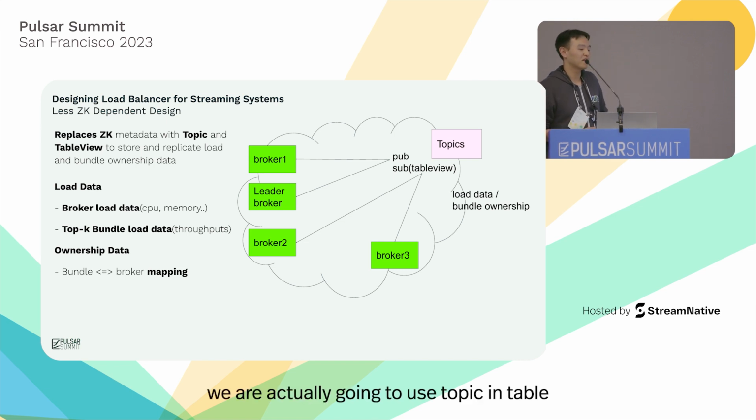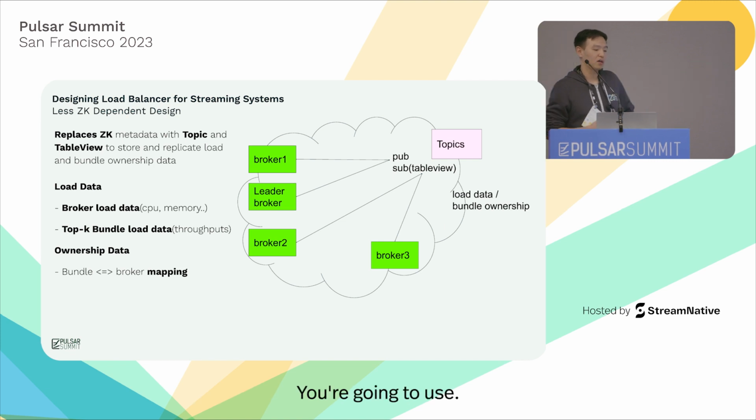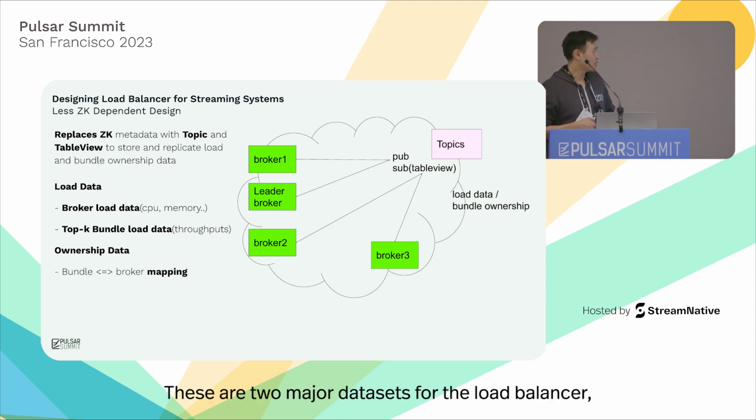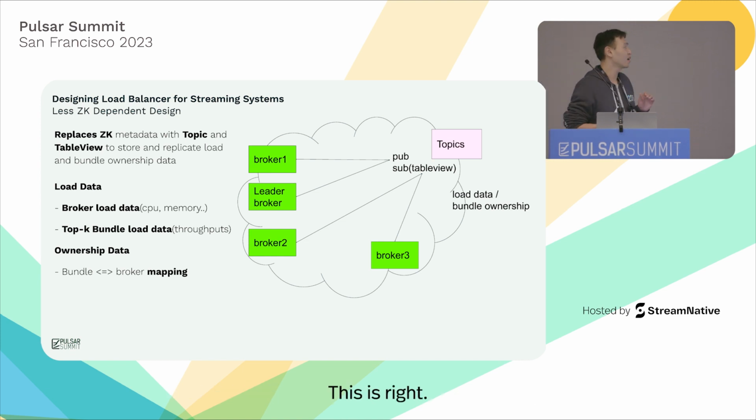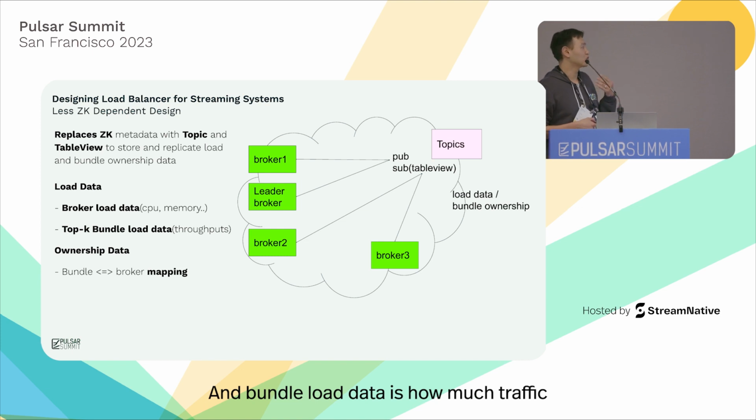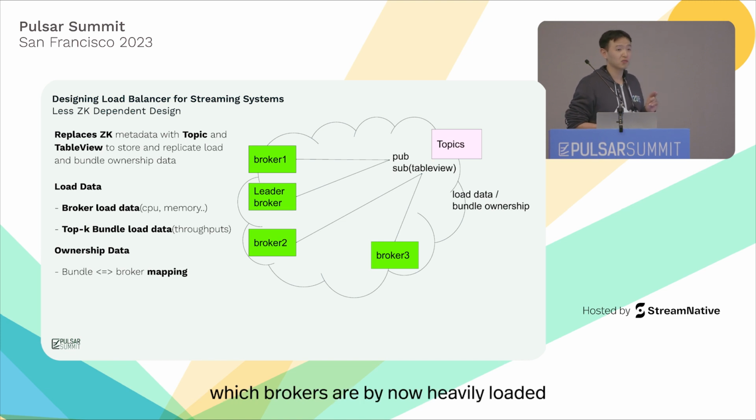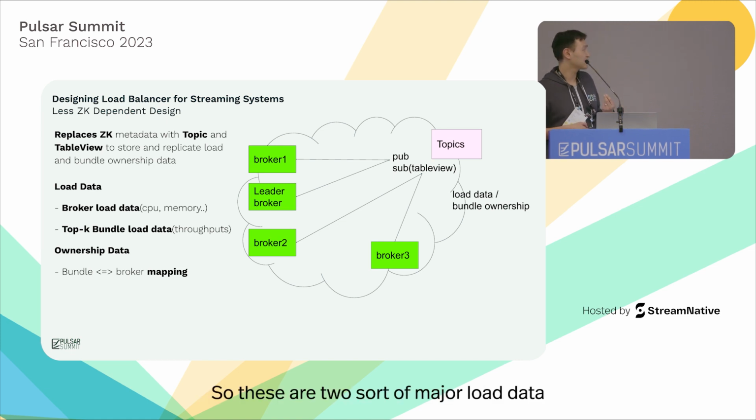We are actually going to use topic and table view to replace the ZooKeeper dependency here. For the load data and the ownership data, these are the two major data sets for the load balancer. For load data, we have broker load data and bundle load data. Broker load data is CPU, memory and network usage, right? And bundle load data is how much traffic the bundle has right now. With these two kinds of data, we can identify which broker is heavily loaded and which bundle we want to unload first.